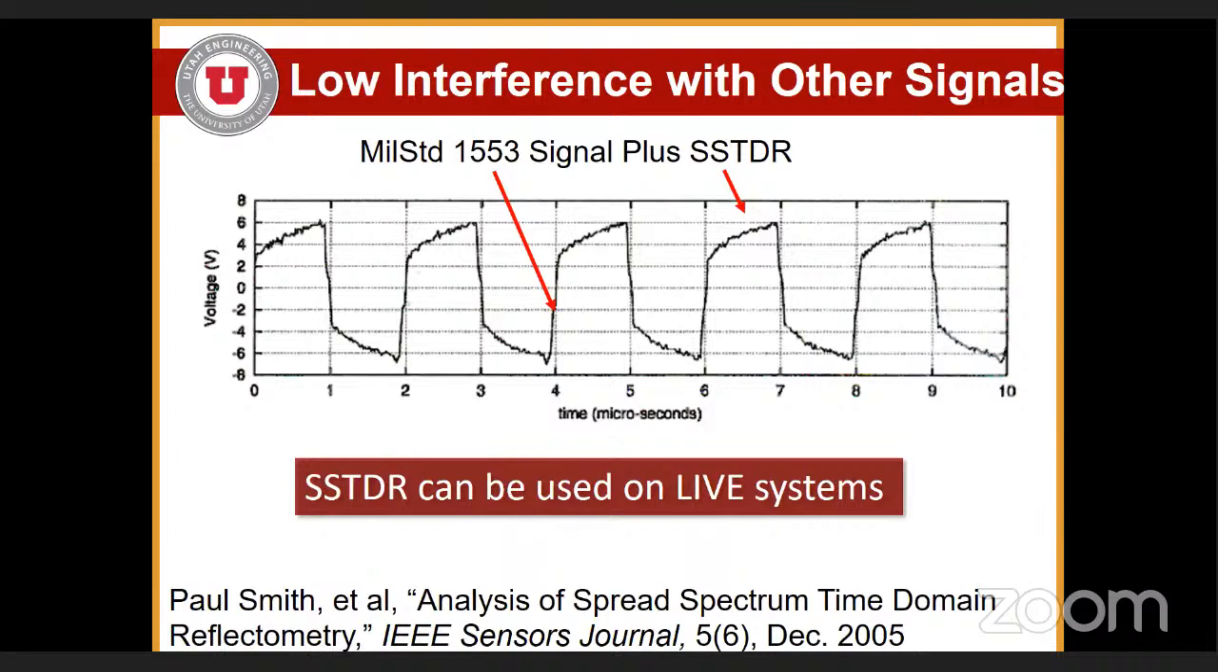So here's a picture of a MIL Standard 1553 data bus, kind of this sawtooth signal with the SSTDR on top. You can see it looks like just a little bit of noise on top of this signal. This is the largest SSTDR that we could use on this because this is the noise margin of the signal. But if we do it smaller, you really can't see it in the picture. So this is working with the largest possible SSTDR that we can do. We can in fact evaluate wires with this signal on them with about 53 decibels below this signal.